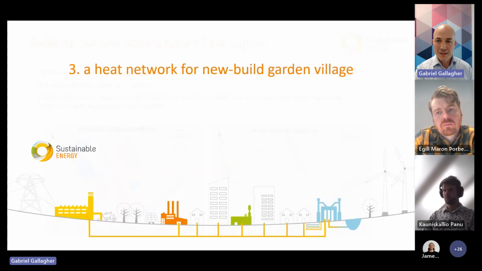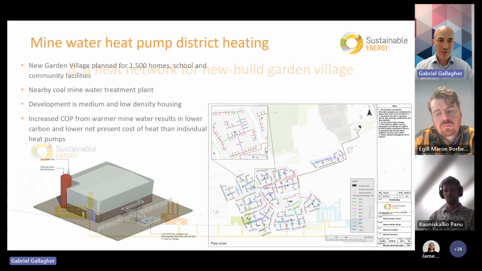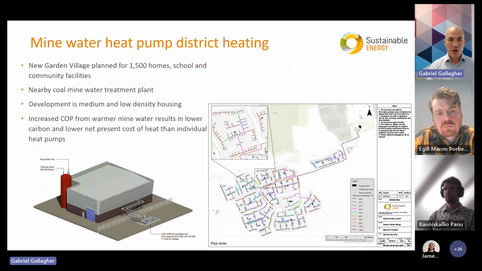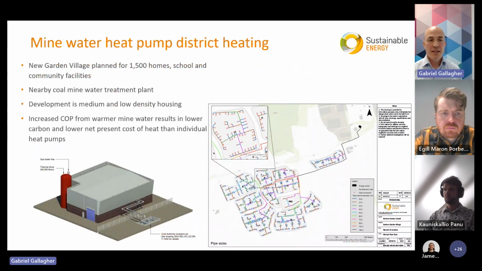And my last project is the heat network for a new build carbon village. This is a greenfield site, and there's a development looking to build 1,500 homes, a school and community facilities. The opportunity here is a nearby coal mine water treatment plant, and this has a resource at around 20 degrees C.